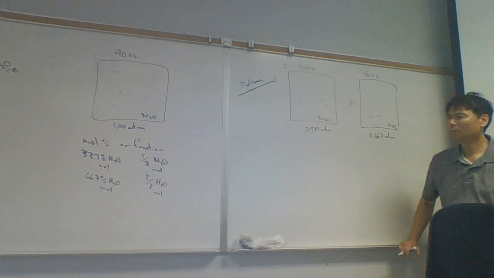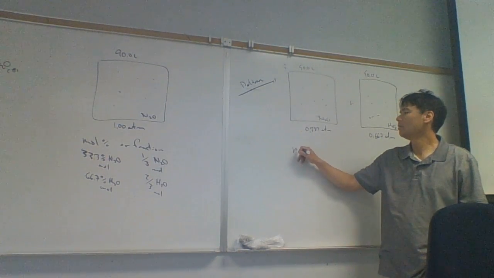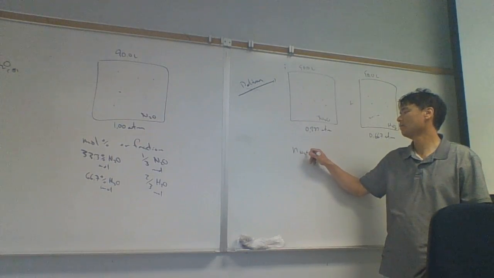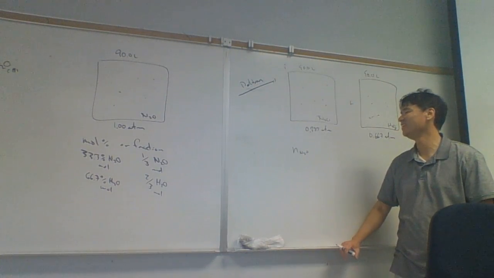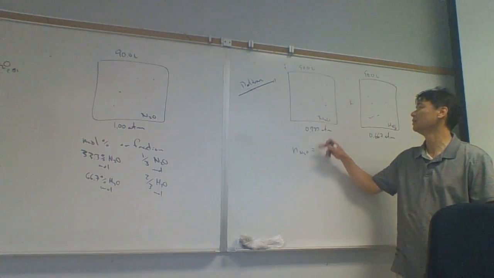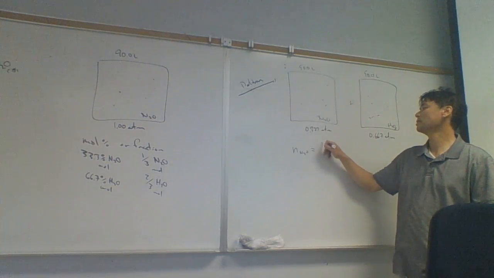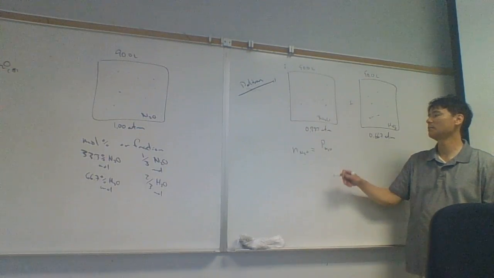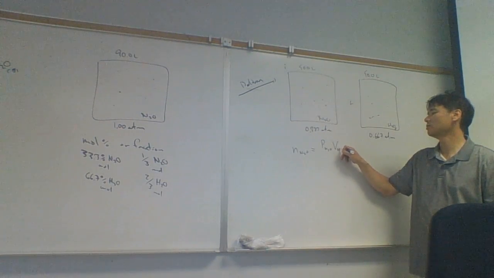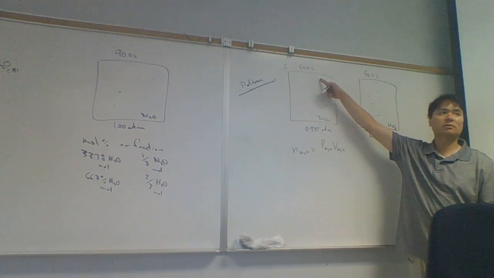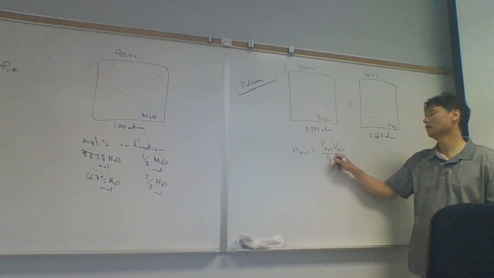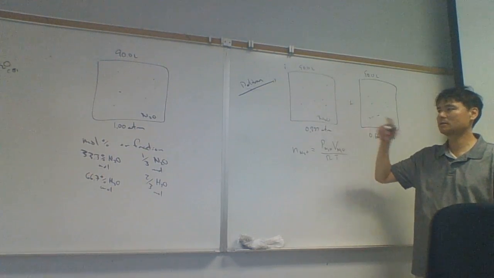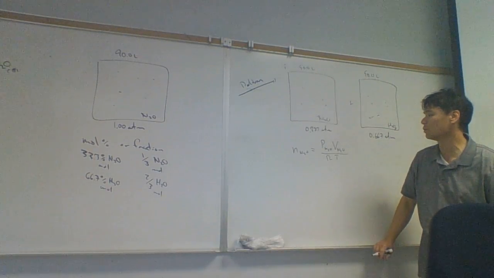Okay, so here I could figure it out. The moles of N2O will be equal to the pressure of the N2O. Here the pressure is going to be 0.333 atmospheres times the volume of N2O. Here the volume is going to be 90.0 liters divided by R times the temperature. Well, the temperature is going to be the same for all the gases. It's going to be 640 degrees C.